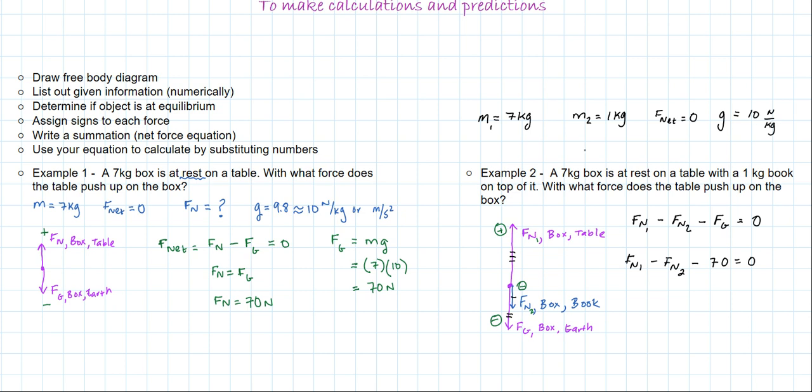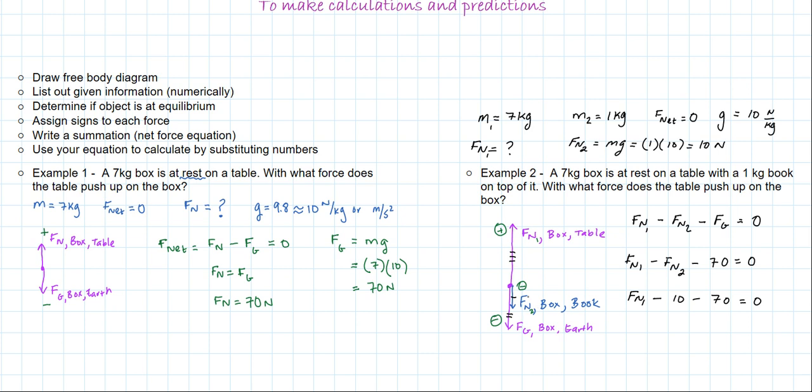Okay, so let me do my side calculation over here. So normal force 2 is equal to mass times gravity for the book. So that's going to be 1 kilogram times 10, and that equals 10 newtons. So now I know normal force 2 is equal to 10. So I've got normal force 1 minus 10 minus 70 equals 0. So normal force 1 is really what I'm looking for here. Normal force 1 is the force that the table pushes up on the box.